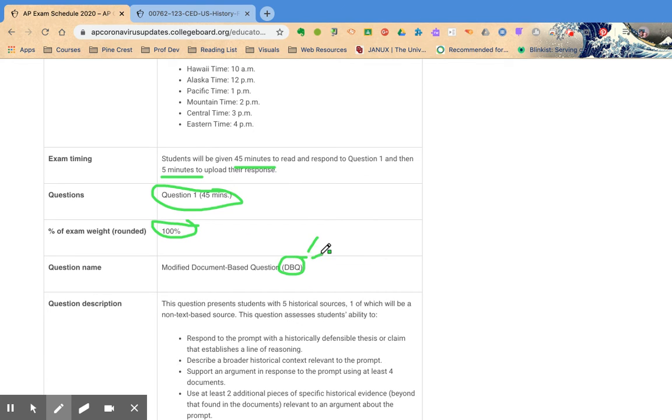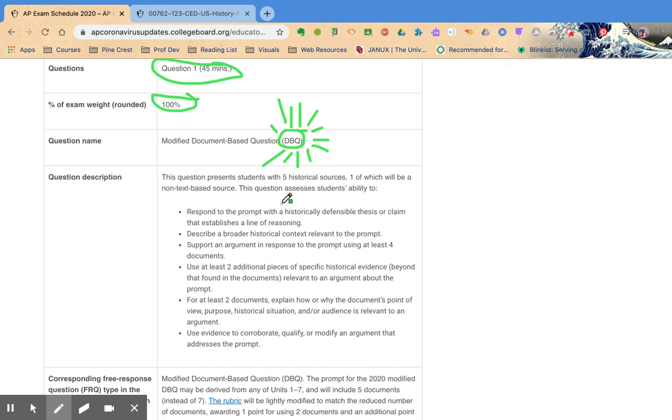Yes, DBQ, right? We hoped maybe that it wouldn't be a DBQ because after all, how would you fit a DBQ in 45 minutes? Well, the answer is they figured out a way to do that, all right? So DBQ, document-based questions. Here's how they were able to do that. Instead of the normal 7 documents you see in a DBQ, they're actually going to use 5, right? So they're modifying it to fit in that 45-minute time frame. And it says one of which will be a non-text-based source, meaning it's an image.